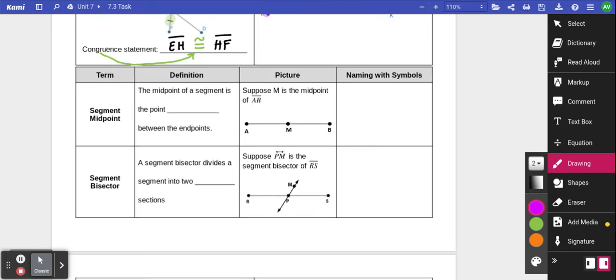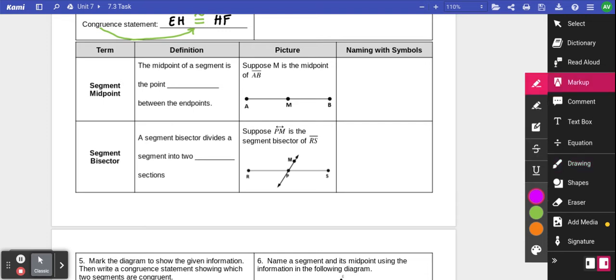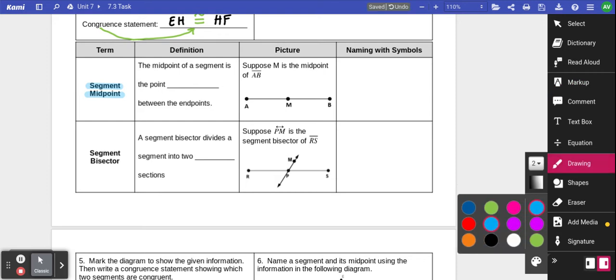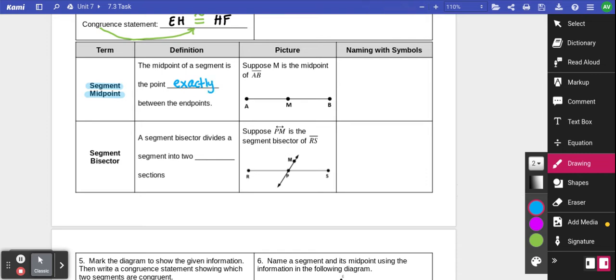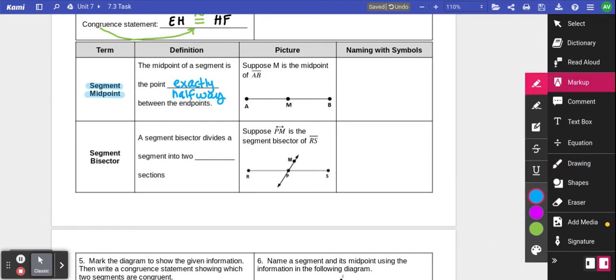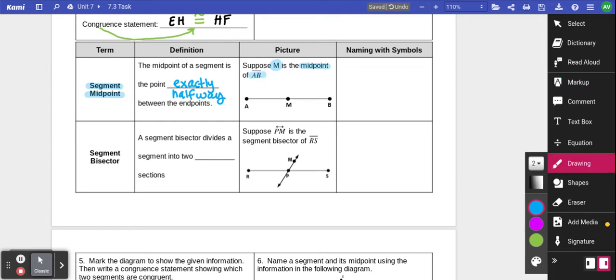Now, this ties into what we talked about at the beginning. When you have a midpoint of a segment, it means that you have a point that is exactly halfway between the endpoints. If, for example, you're told in the instructions that M is the midpoint of segment AB, it allows us to say that these two segments must be congruent because that point must be exactly halfway, which means both of those have to be the same length.